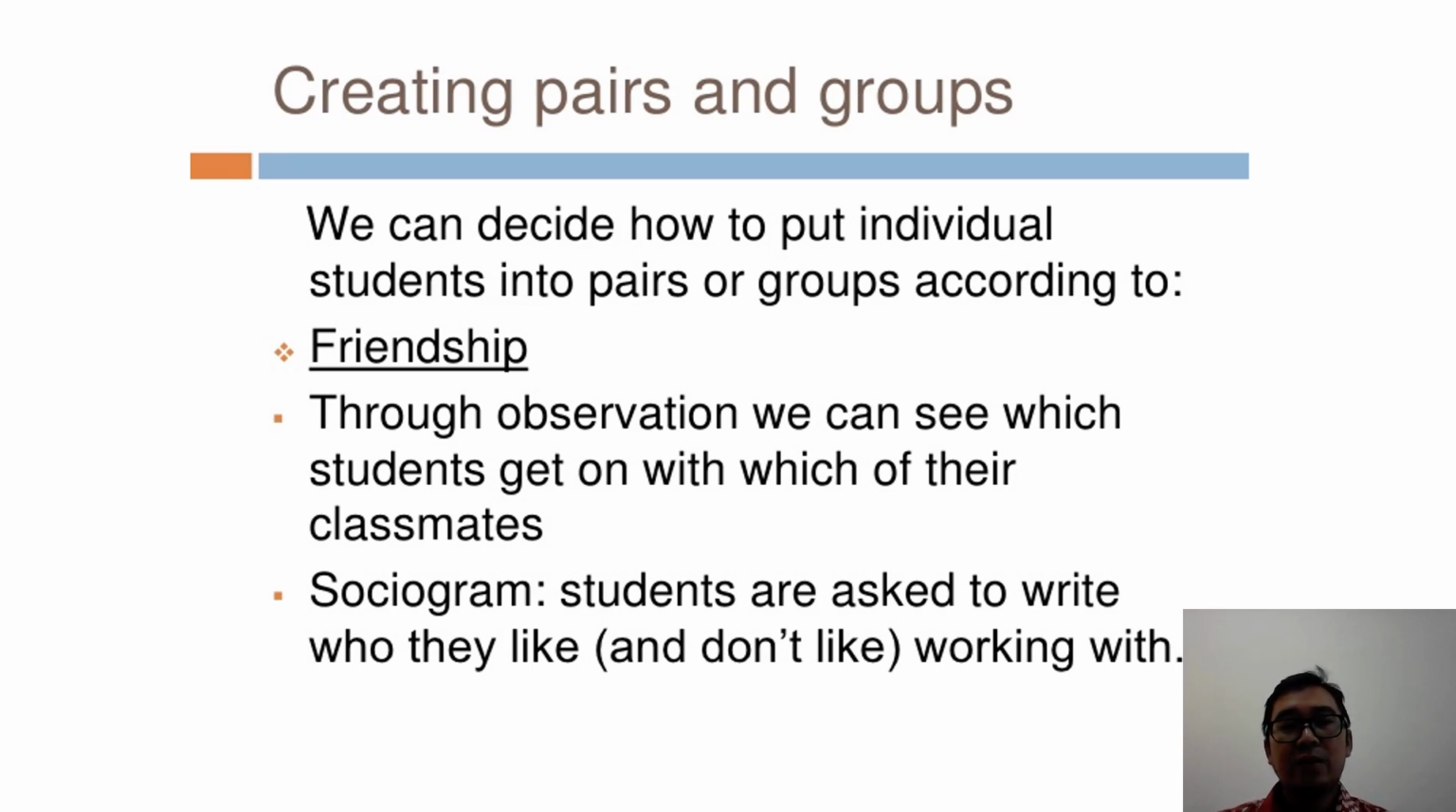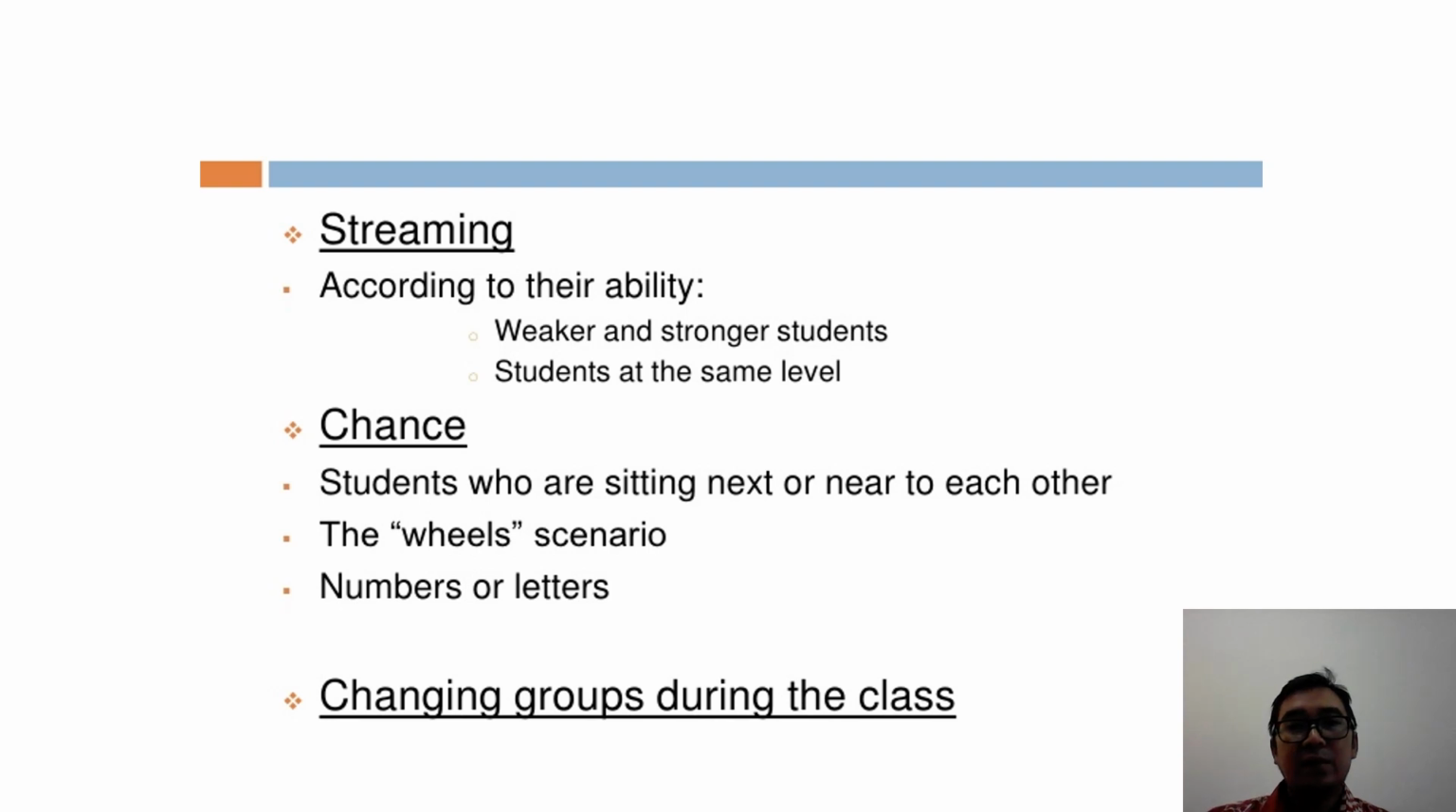Students are asked to write who they like and who they don't like working with. And we can also use grouping according to their ability. For example, we group weaker and stronger students, or students at the same level, whatever you think is helpful for you in teaching them or in the learning process.